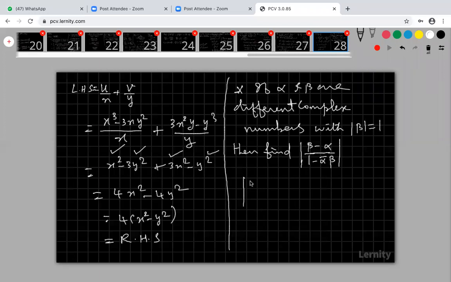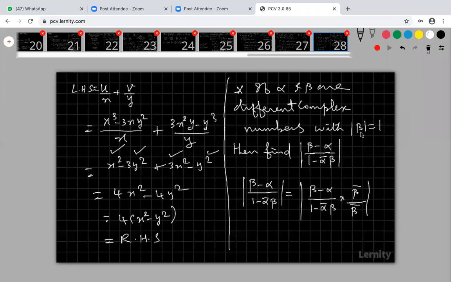So now look at that: the modulus of (beta minus alpha) divided by (1 minus alpha bar beta). Alpha and beta are both complex numbers, different complex numbers. Alpha bar means conjugate. Here I am going to multiply by beta bar, in the numerator and denominator.